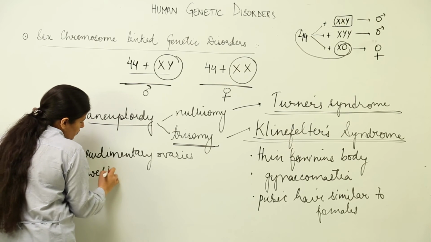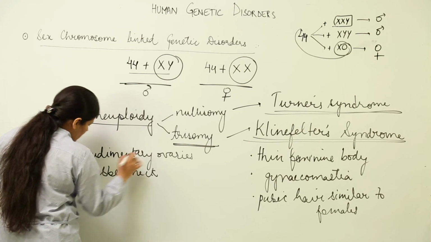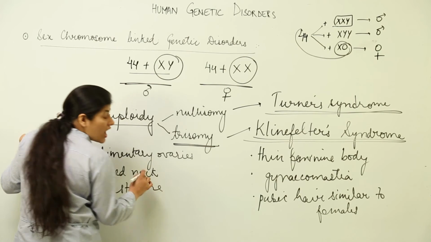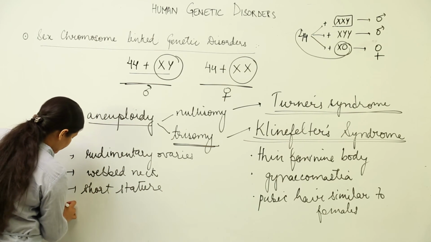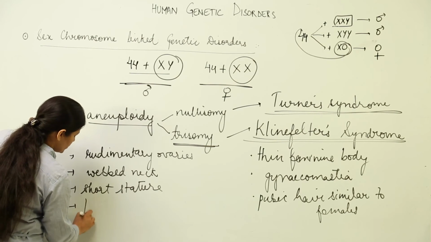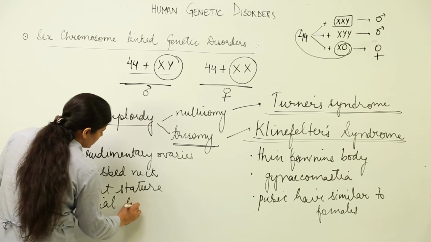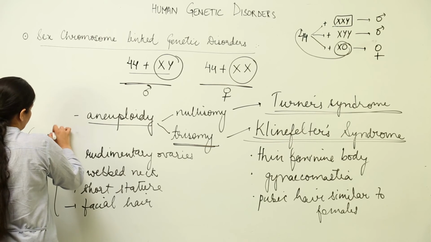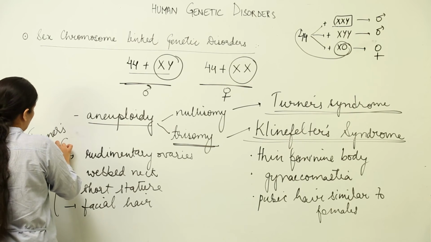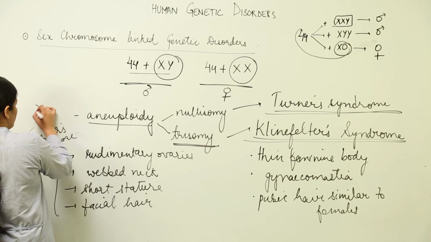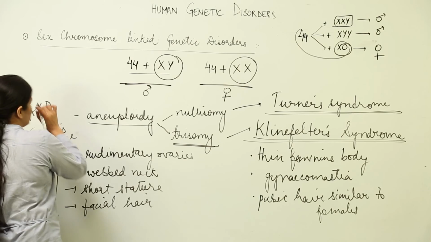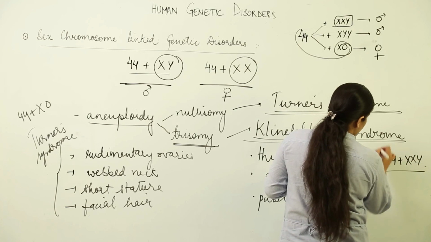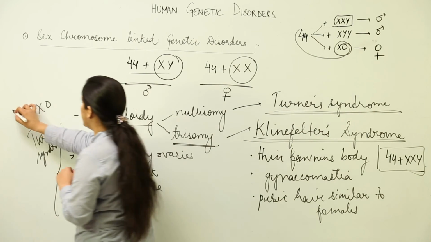There would be a condition known as webbed neck. She will have short stature, very short height, a low pitched voice like that of a male, and facial hair could be present as seen in the case of males. So these are the characteristics of Turner's syndrome. You have to remember these two. Turner's syndrome is 44 plus XO. Klinefelter syndrome is 44 plus XXY. These two are very important sex chromosome linked genetic disorders.